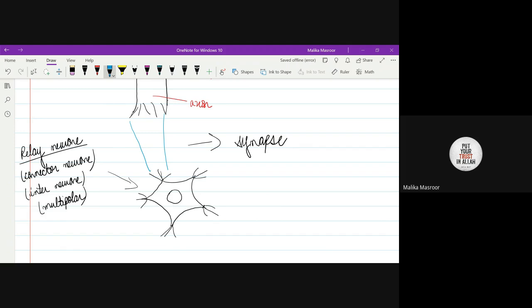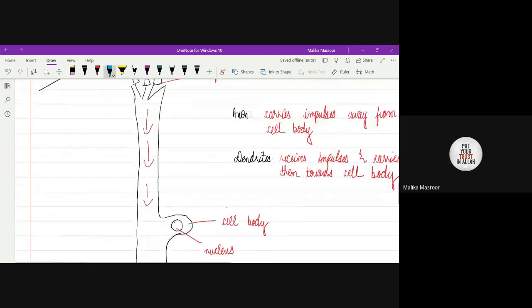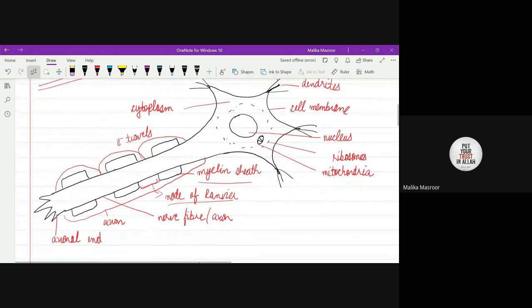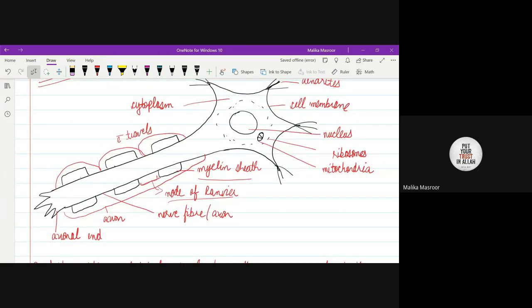Remember, for sensory neuron, receptors are binding to your dendrites, and then the axon of your sensory neuron will bind to the dendrite of your relay neuron. Then the dendrite of your relay neuron will bind to the dendrite of your motor neuron, and the axon of your motor neuron will bind to muscle or gland.